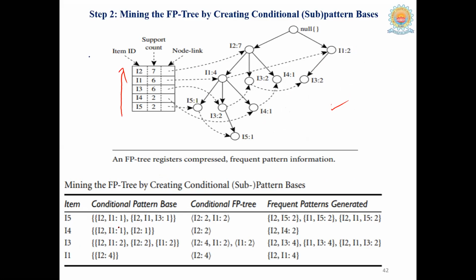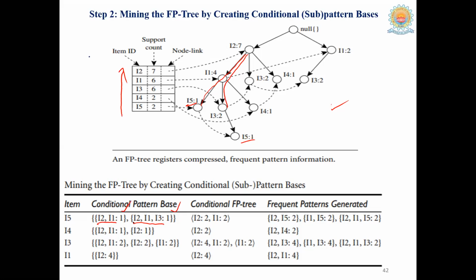Consider I5. How to get the I5? There are two I5s in our tree. For the first I5, the path is from I2 and I1. For the second I5, the path is from I2, I1, and I3. And here the count is 1, and here the count is 1.